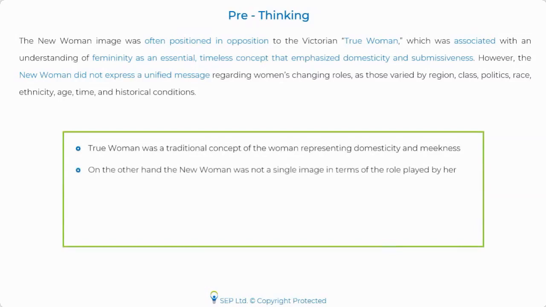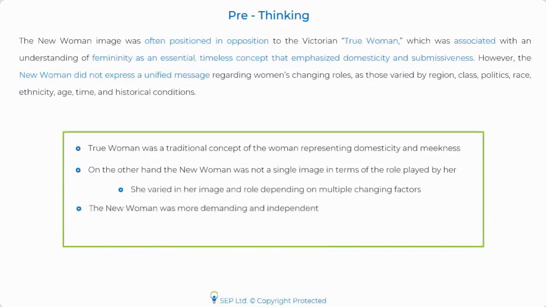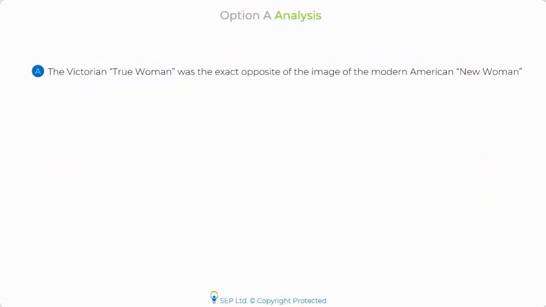On the other hand, the new woman was not a single image in terms of the role played by her. She varied in her image and role depending on multiple changing factors. The new woman was more demanding. Now, this I have from the first paragraph. She was more demanding and she was independent. And this is in contrast to the submissiveness of the true woman. So these are some of the points of contrast that I have when I rethink. And with these points in mind, I go to my answer choice analysis. I look at it.